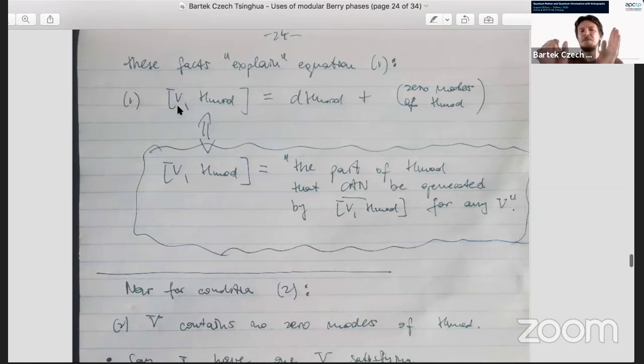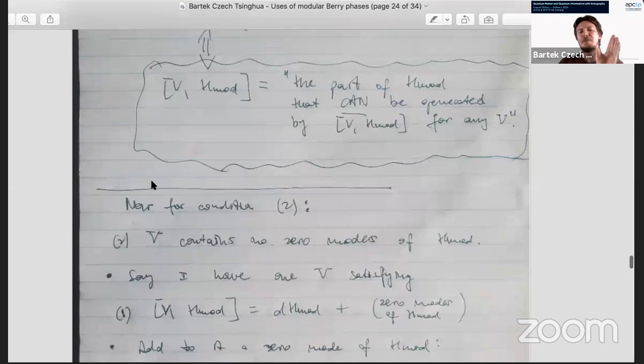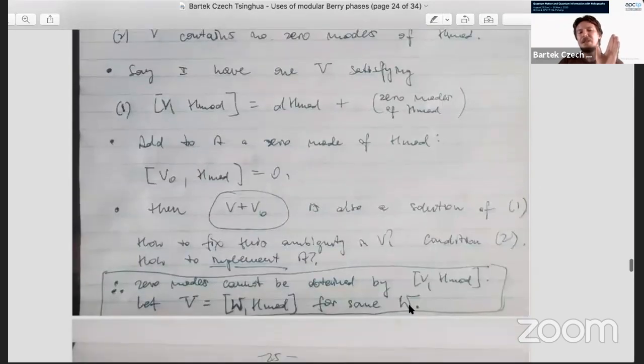This V here would be related to the region which lives in the MERA light cone of the larger region, but excluding the light cone of the smaller region. So there is a piece of MERA that goes along the light cone of the smaller initial region, and that piece would be used to construct V. But that piece would be ambiguous by itself because it's ambiguous by zero modes, and that's where we need condition 2.